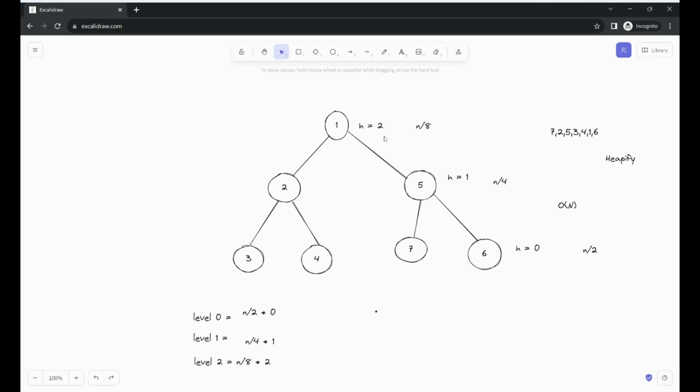And how many nodes at this level? N by 8. So in total how many swaps would be possible? N by 8 into 2. So, what would be the time complexity? Time complexity would be the total number of swaps at each of the levels. So, we add all the swaps in all the levels and we get the net total time complexity. So, that would be: at the last level, total number of swaps possible is n by 2 into 0.